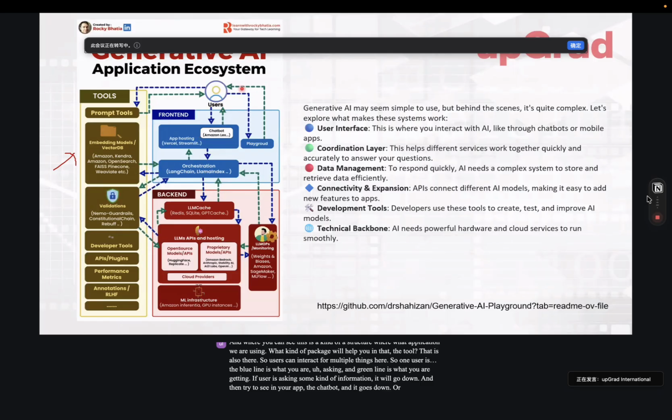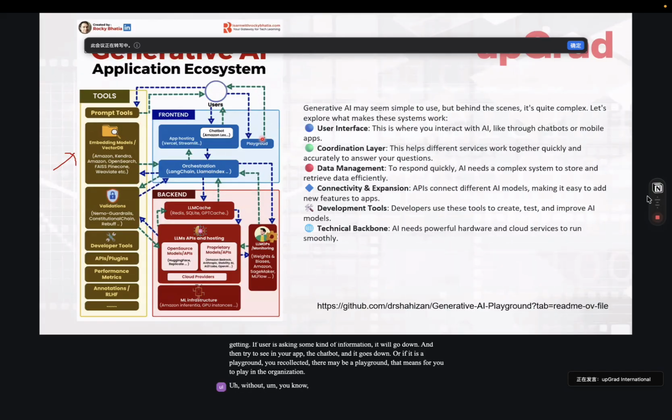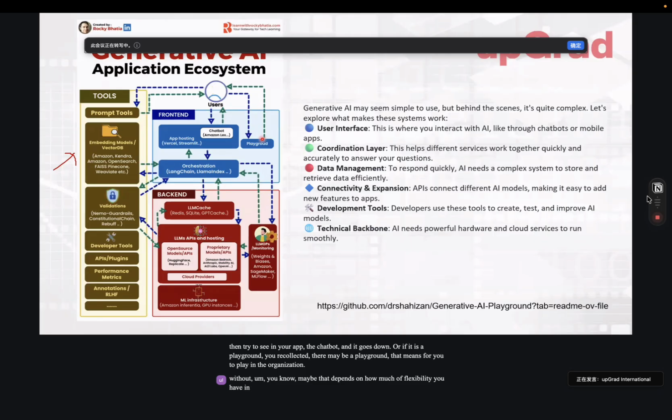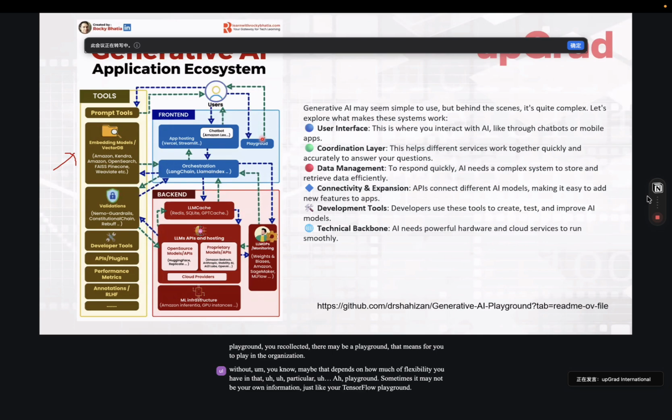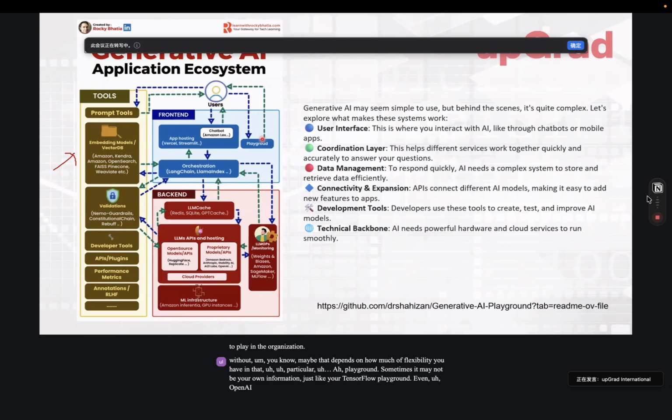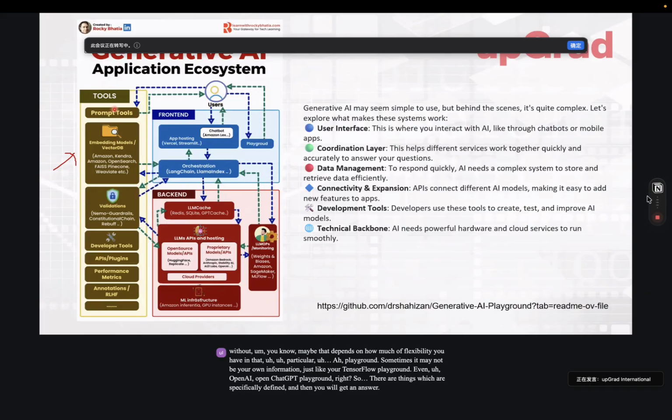Or it may be a playground, where you can play within the organization, depending on how much flexibility you have. Sometimes it may not be your own information, just like the TensorFlow playground or the OpenAI ChatGPT playground. There are things specifically defined, and then you get an answer. Otherwise, with some prompting tools, you ask and you get a reply.